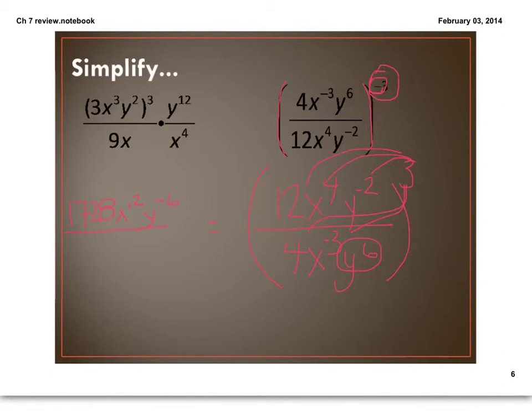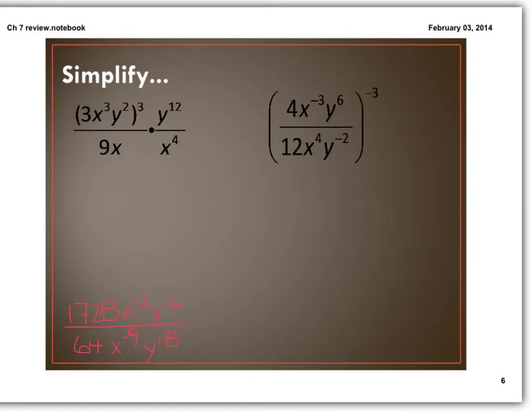Divide that by 4 to the third power, which is 64. X to the negative 3 to the third would be x to the negative ninth. And then y to the sixth to the third power would be y to the 18th. And then we can take 1728 divided by 64, which is 27.